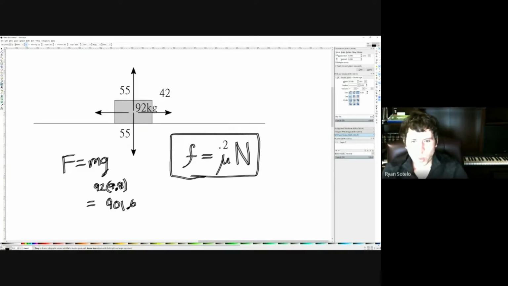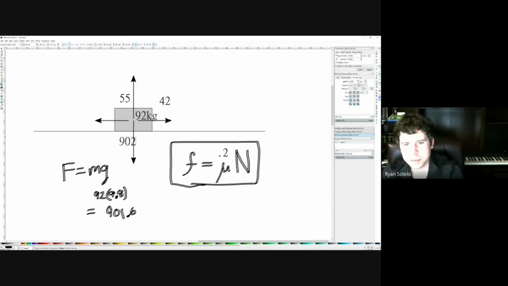All right, so that's the weight of it. So the newtons downward would be 90, I'll round to 902. And then that will be 902 for the normal force because it's not going into the ground. So we know that the normal force times the kinetic coefficient, which was 0.2, will give us the frictional force that we need.